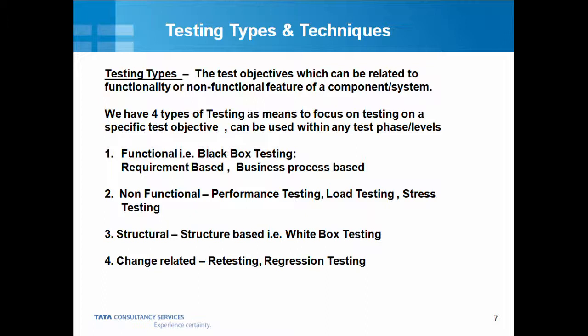As you know, there are test phases or test levels, which are component testing, integration testing, system testing, and final acceptance testing. So in each of these test phases or levels, you could have these 4 types of testing carried out very easily. So the first one means functional, which is primarily the black box testing.